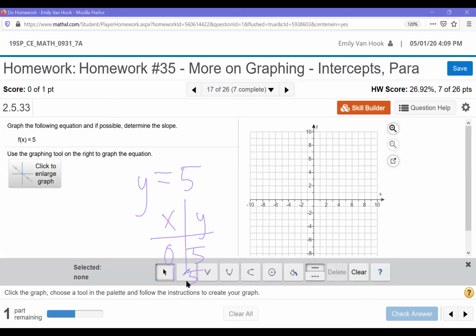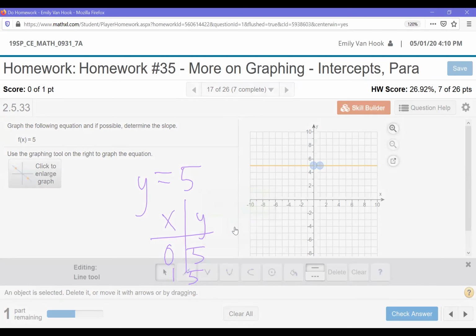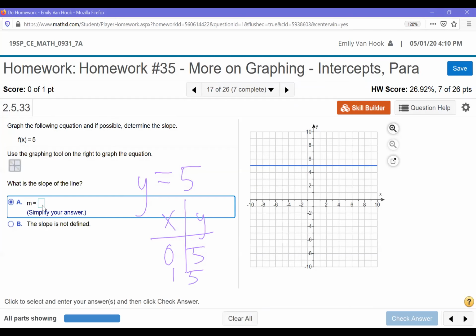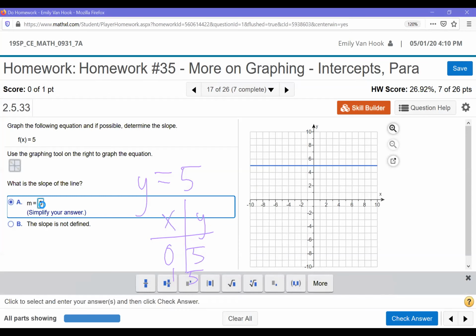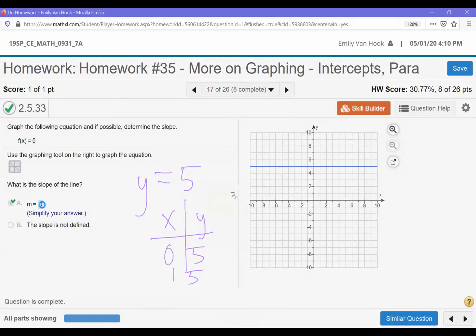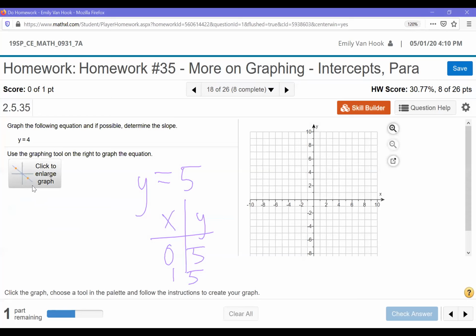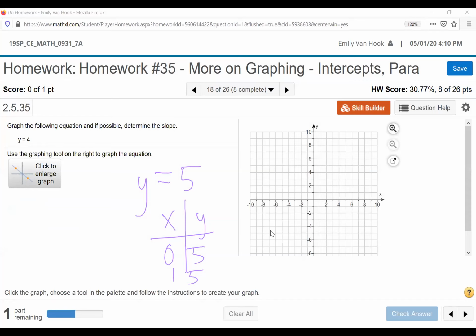So again, when you see f of x, it's just y. So 0, 5, 1, 5. Okay, and just like the previous problem, the slope is 0 for this one. Good, and here's another one. Okay, let's go back and see what else we have to look at here.